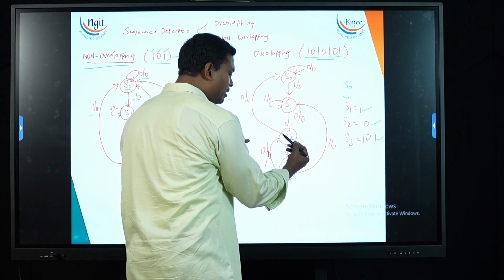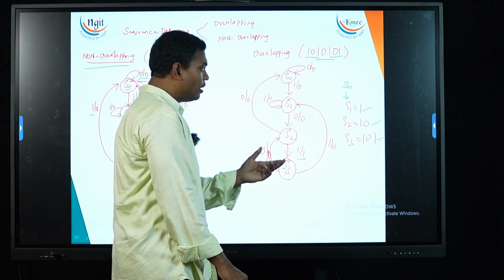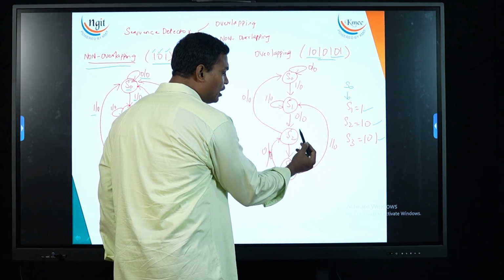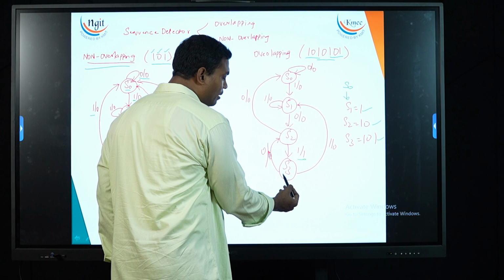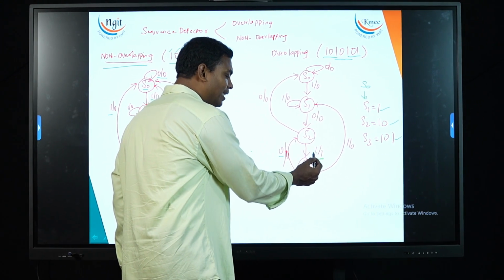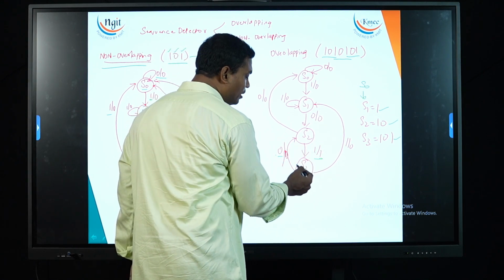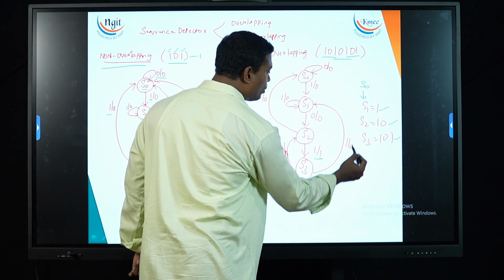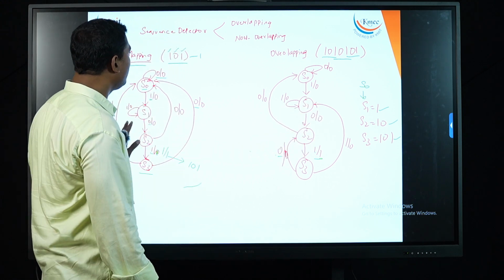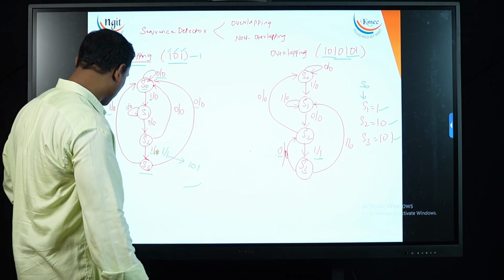Now after S2, what happens? Again if 1 is detected, it will complete its sequence, that is 101, and the output 1 is produced. After this, if my input is detected as 0, it will go to S2. Why? Because 1 is detected, 0 is detected. But instead of 0, if 1 is detected, then it will go to S1 state. Why? Because the S1 state is representing a 1 here. So this is what the sequence detector does for overlapping case and for non-overlapping case.